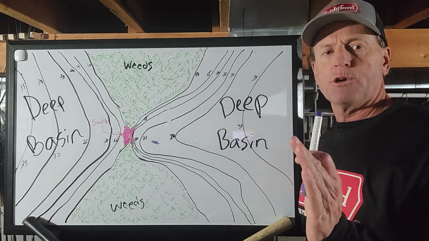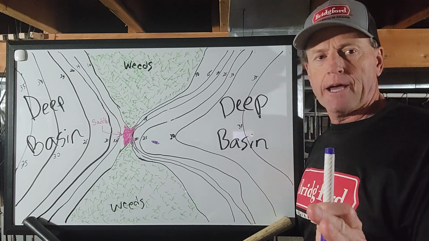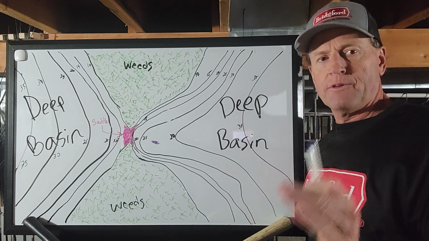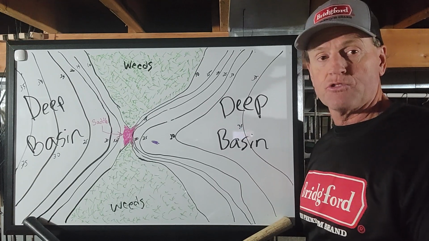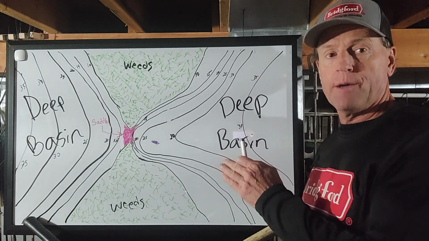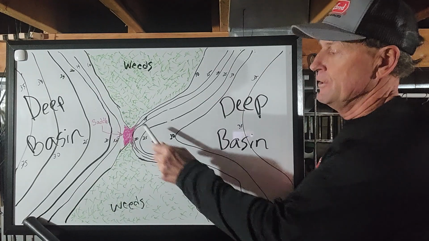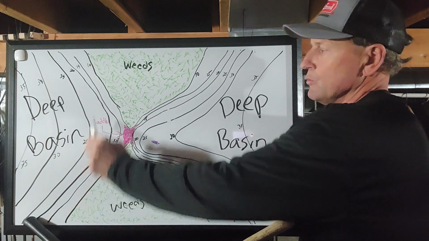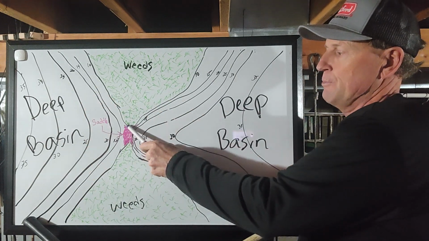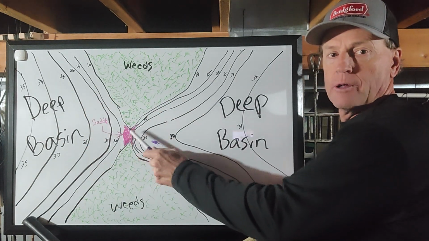Hey, today I'm going to explain the term saddle. Saddle is a term often used by structure fishermen that are fishing deeper water and deeper structure, and I have diagrammed it out right here. Okay, this pink area on these black lines are contours. So this pink area is what I'm calling the saddle right there.